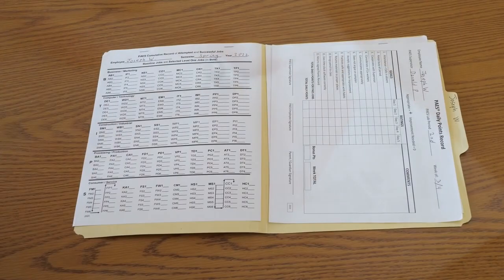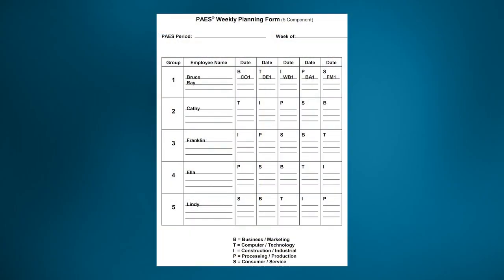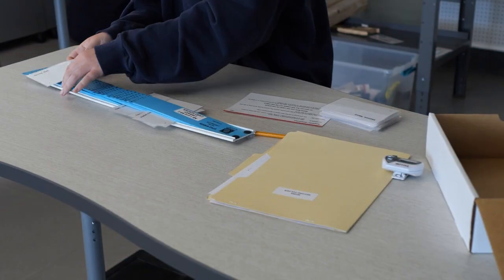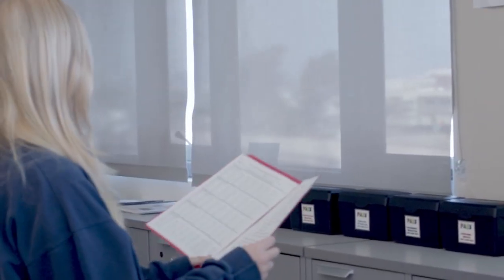In this video, we will show you how to use the cumulative record and weekly planning form to track an employee's progress in the PAES Lab and to decide what jobs to assign employees.